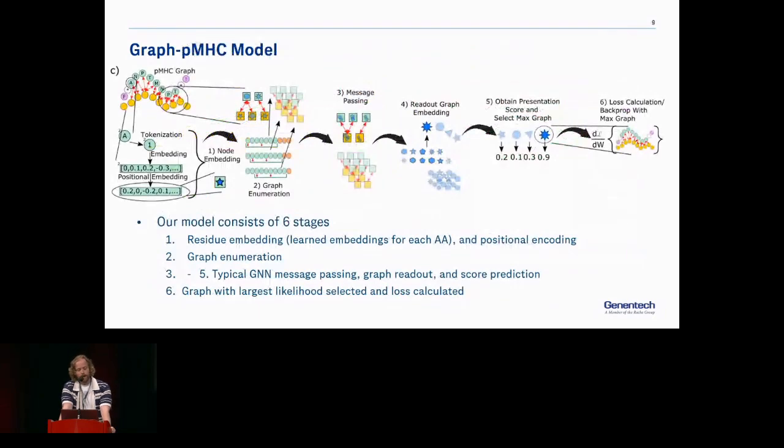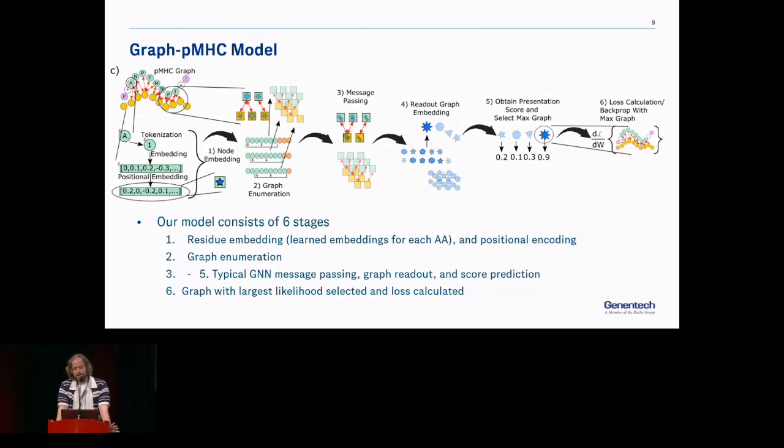You have your sequences come in, they get embedded, positional encoded. You enumerate all these graphs, you do some sort of message passing, some sort of graph readout to get a good graph embedding. You take that embedding and you get a likelihood. And so you'll have that for all these different graphs. You'll choose which one was the best, and you'll calculate your loss with respect to that.